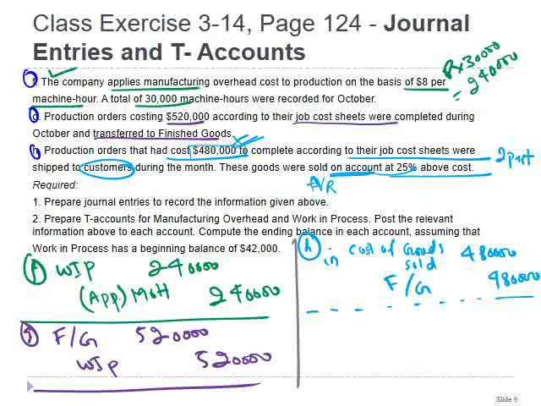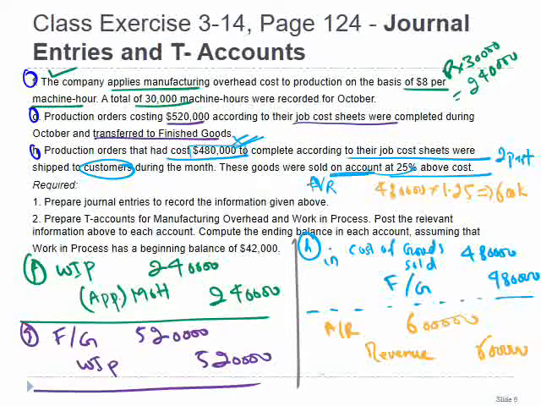And then we increase our revenue. Revenue increases with a credit, and accounts receivable is increased. We call this the debit side. 25% more means we multiply this by 1.25. The answer would be 600,000. So 600,000 revenue or sales, 600,000. So here we have completed our first part, journal entries, and for the next part we're going to move to the next slide.